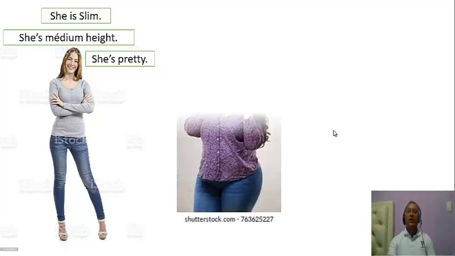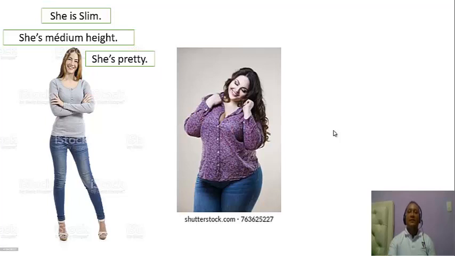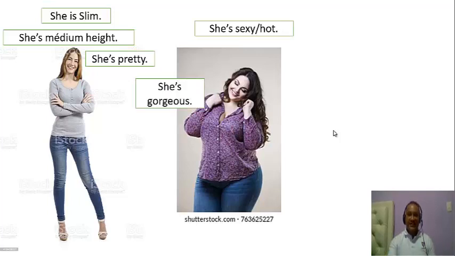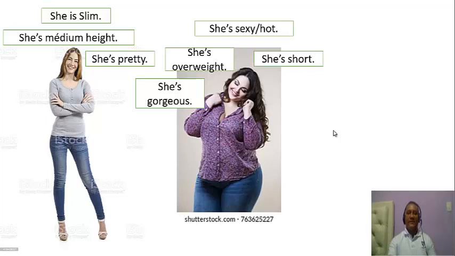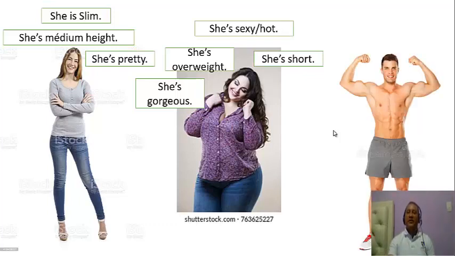She's pretty. Then we have this other lady here. She's sexy and she's hot. We can also say that she's gorgeous. Okay, like cute, gorgeous. She's short. It's the opposite of tall. And she's overweight. Very good. And then we have this man over here.